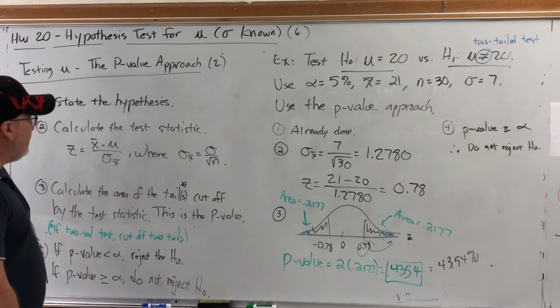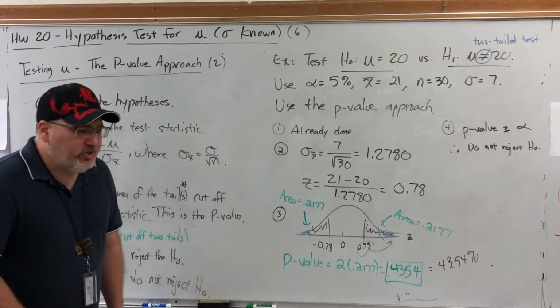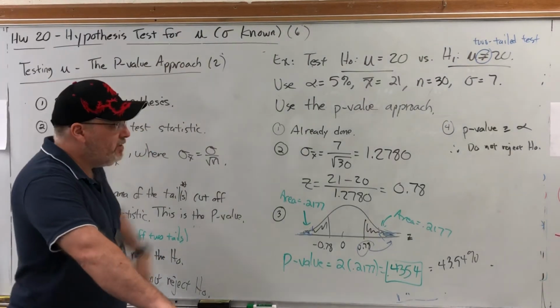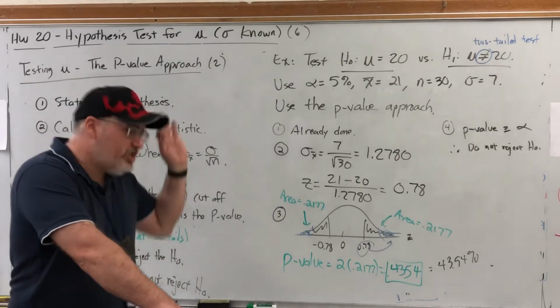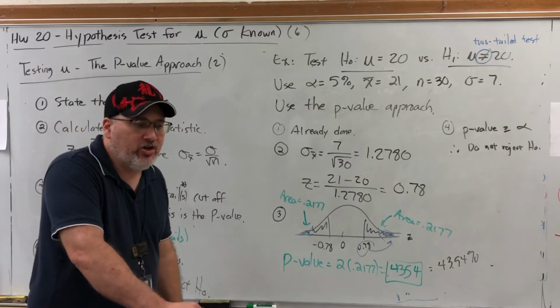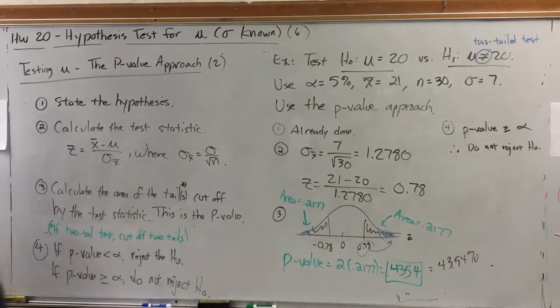All right, the next series of videos over the final homework will go a lot faster because it's just a different parameter that we're testing. We're going to be testing p. The critical value approach is the same. The p-value approach is the same. The only difference are the formulas that you use to calculate the test statistic. So assuming that you've had some practice with these, the last homework assignment will actually go fairly quick.